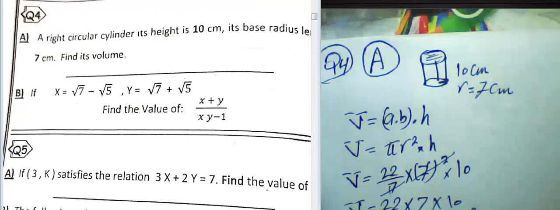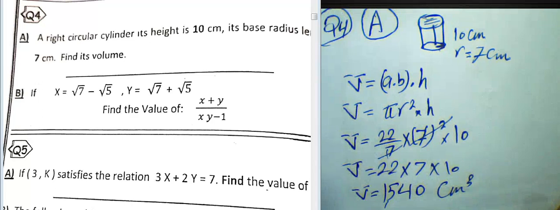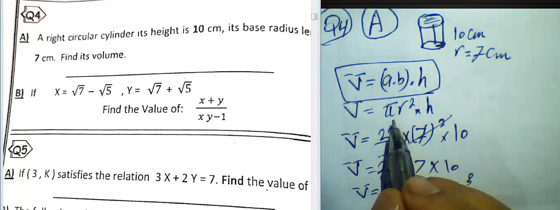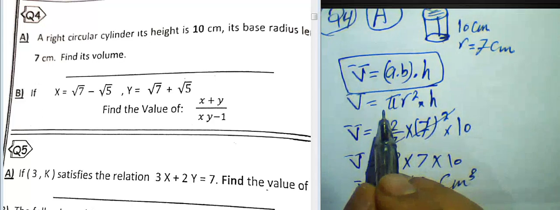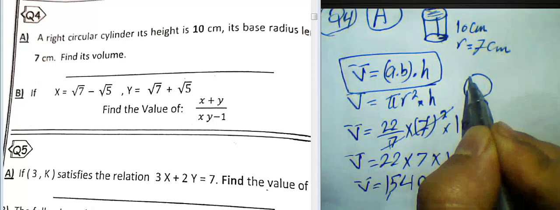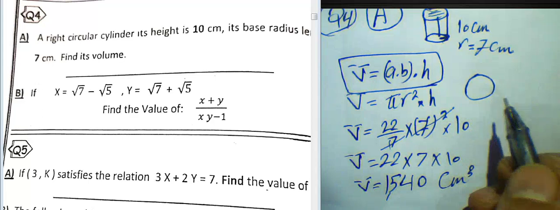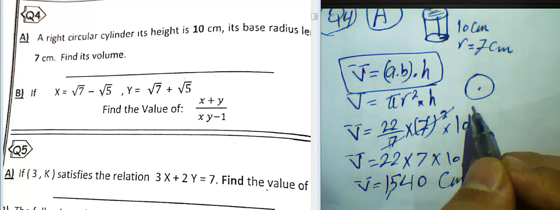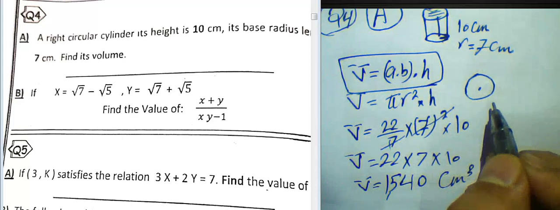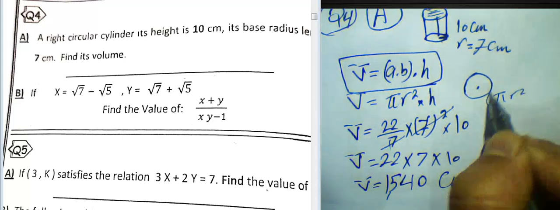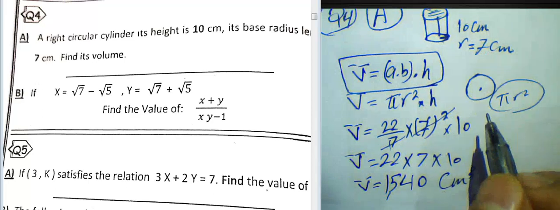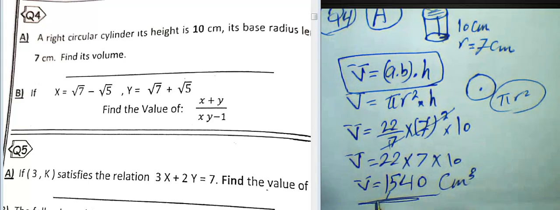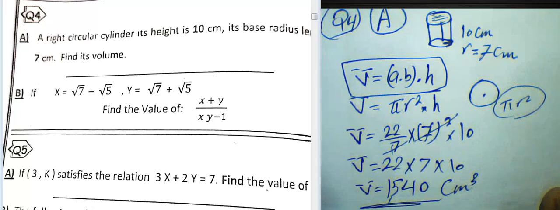Okay, understood? Again, I will explain again. The volume equals the area of the base times the height. The base is a circle, so the area of the base will be pi r power 2, multiplied by height. Height was 10, so pi r power 2 multiplied by 10. The result will be 1540.